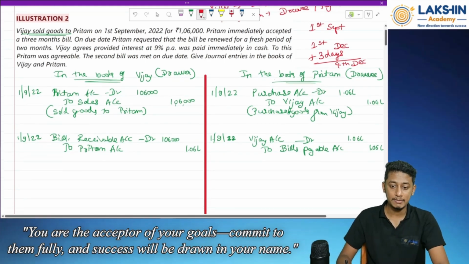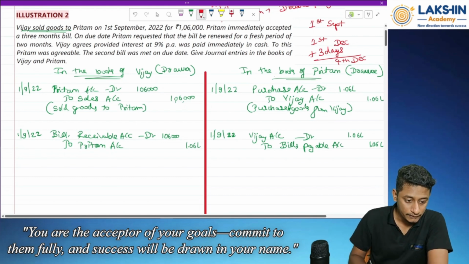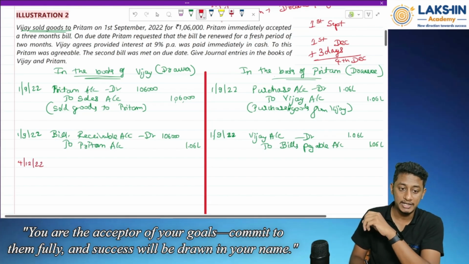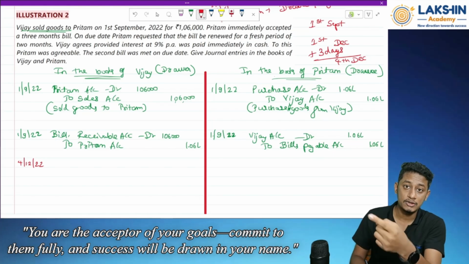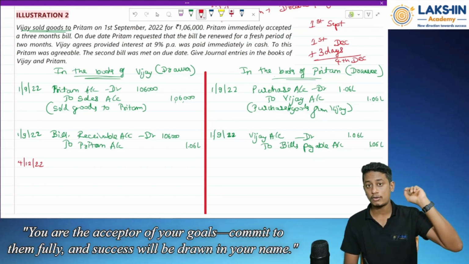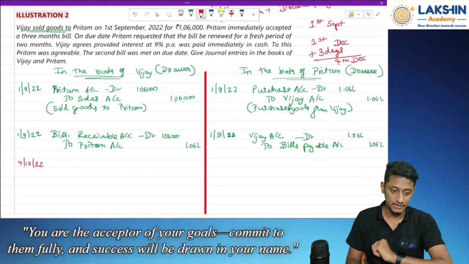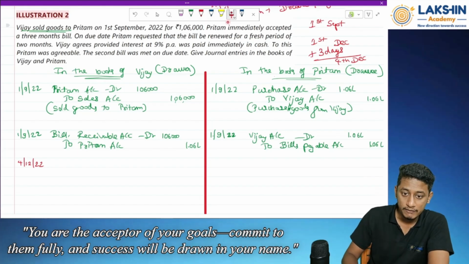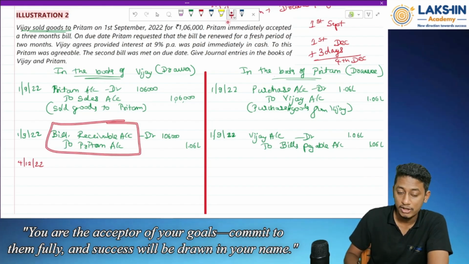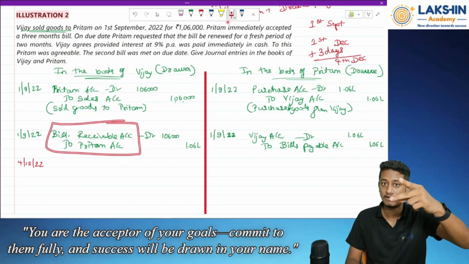So the entry will be passed on what date? 4th of December 22. Now, what will be the entry? First of all, whenever a bill is renewed, I need to cancel the old bill, right? Whatever old bill was created by me should be cancelled first. So, cancelling entry will what? Whatever creation entry I have passed, reverse it off.